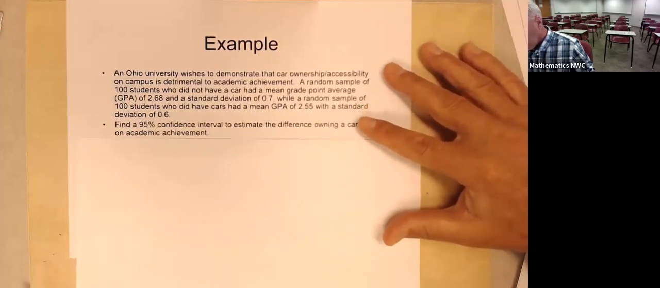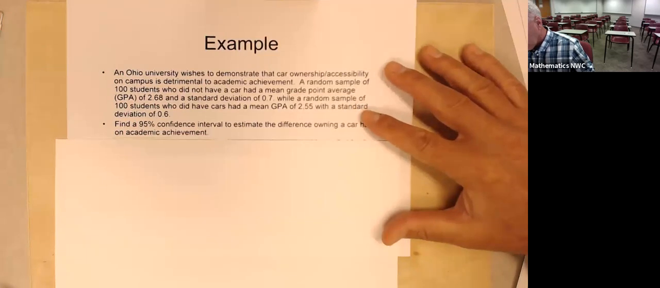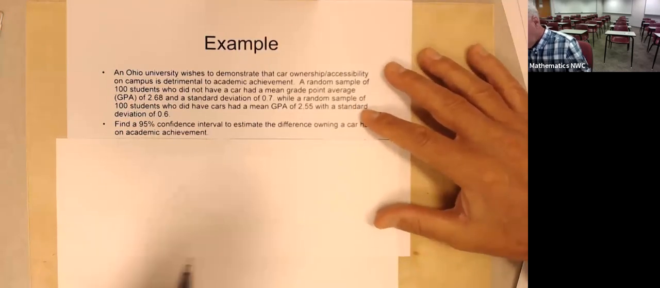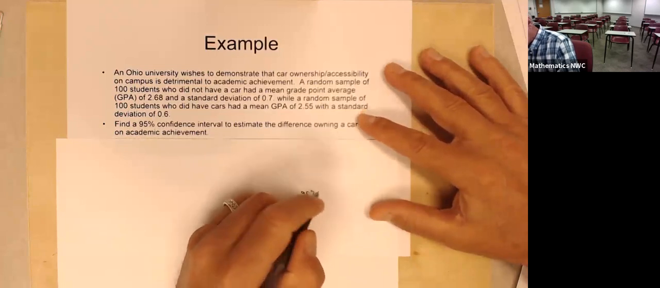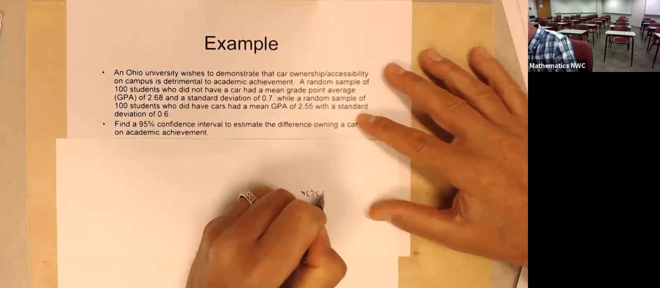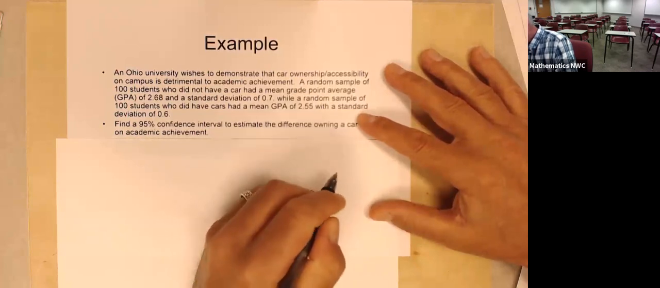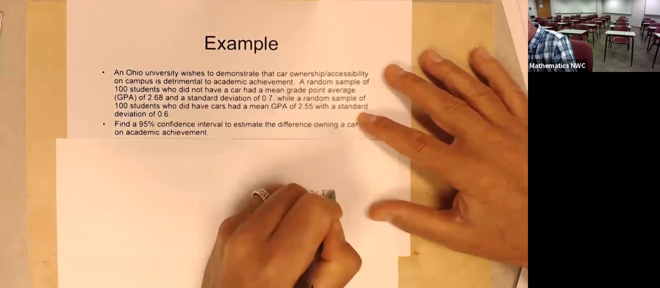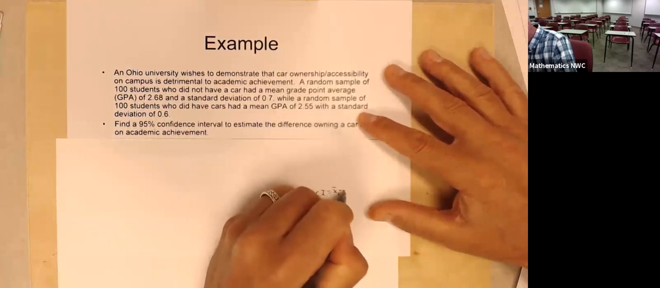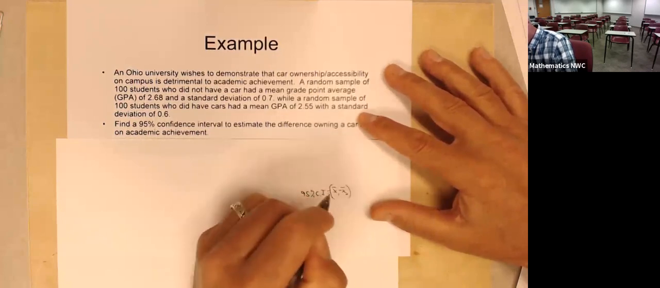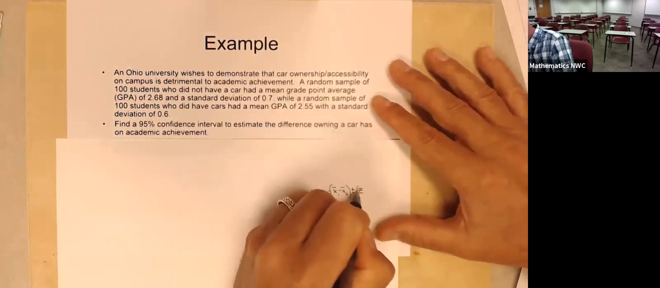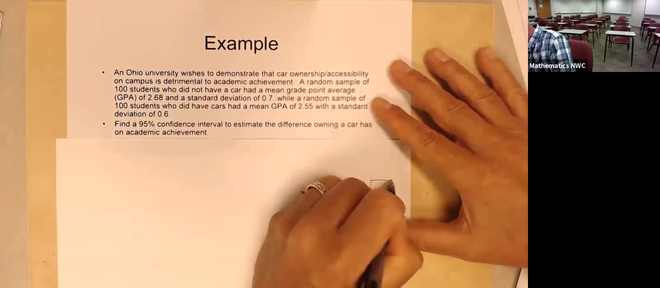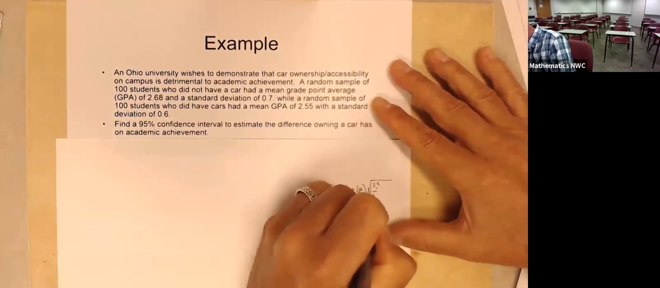We first want to find a 95% confidence interval. Again, I'm going to do that down over here on the lower side. 95% confidence interval. It's going to be, in this case, x1 bar minus x2 bar. Same formula, plus or minus our z-score times that same adjusted standard deviation.